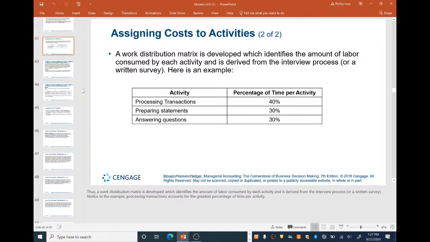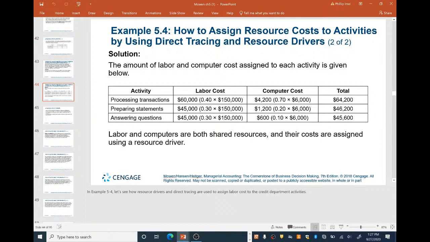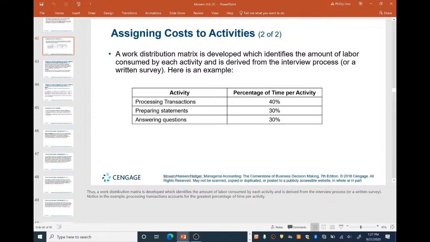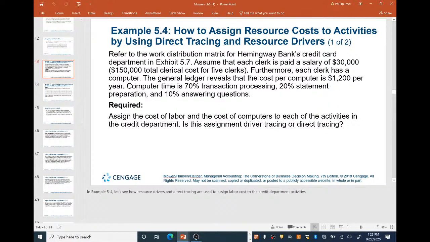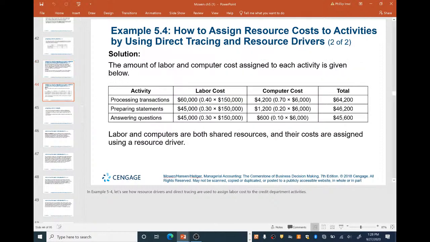So processing transactions, that's what we're working on, right? Processing transactions. Labor cost, 0.4. If you can see here in this work distribution matrix, the percentage of time per activity is going to be 40% for processing transactions. So that's your 0.4. The 150,000, remember we're working on labor cost here. That comes from 5 clerks at a salary of 30,000 each. So for 150,000 total clerical costs, there's your 150,000. So once again, 0.4 times 150,000 is 60,000. That's where this amount came from here.